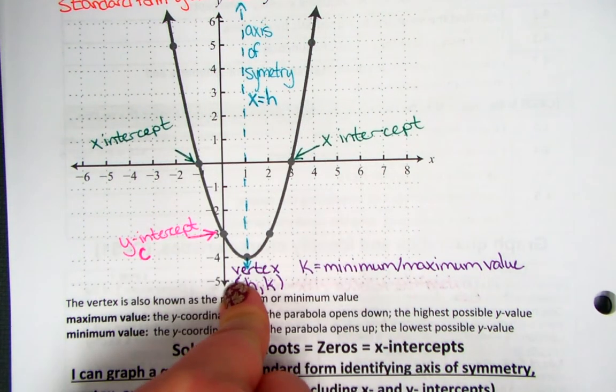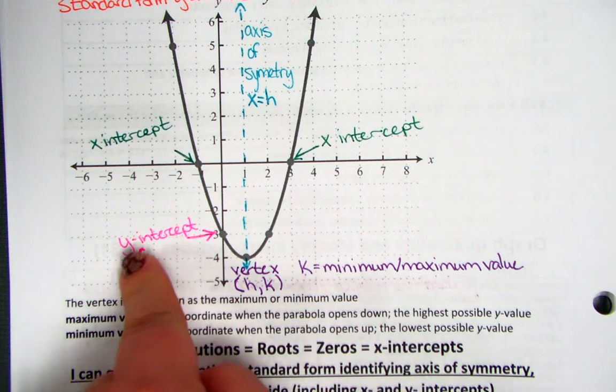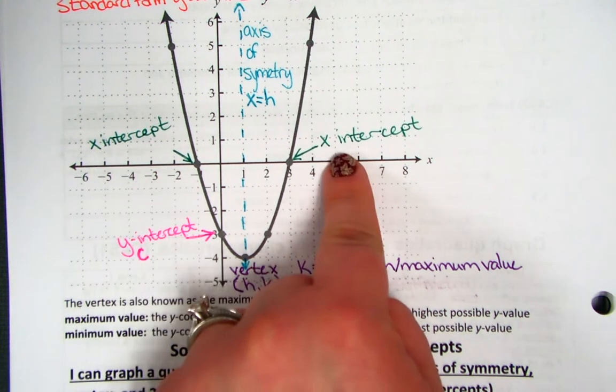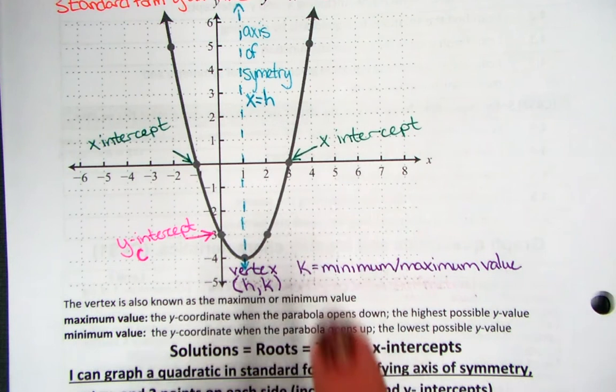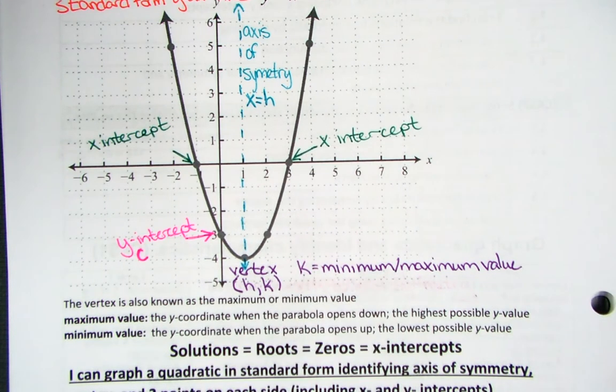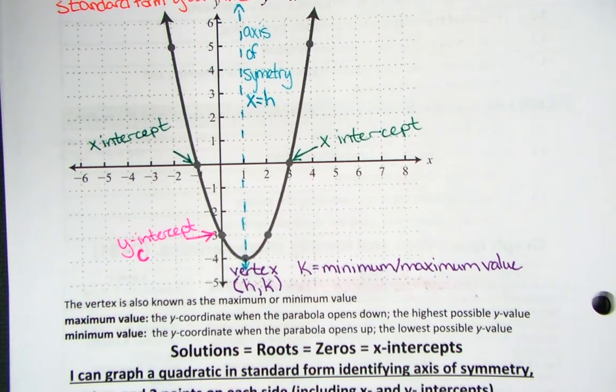Other key points to include would be the y-intercept. If it's given in standard form, your y-intercept is just the c value. And then the x-intercepts, or also called solutions, or zeros, or roots. Those are all referring to the same point or the same coordinates in the graph of a quadratic function.